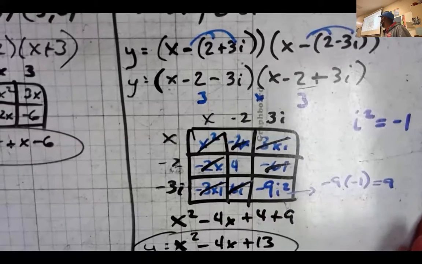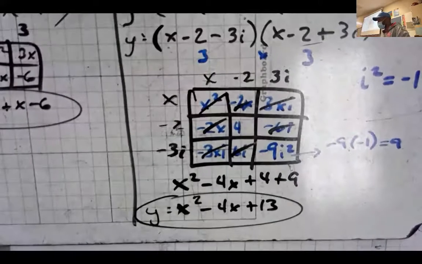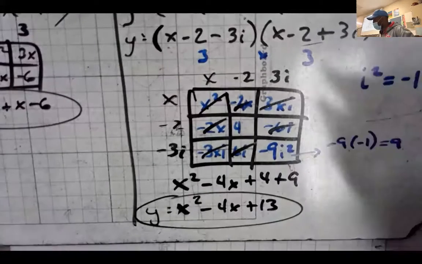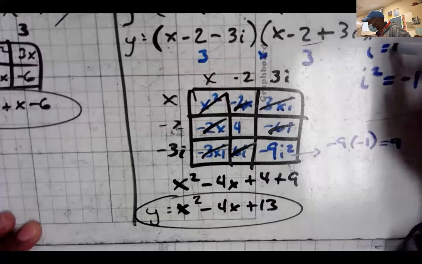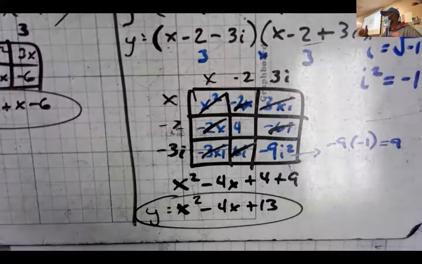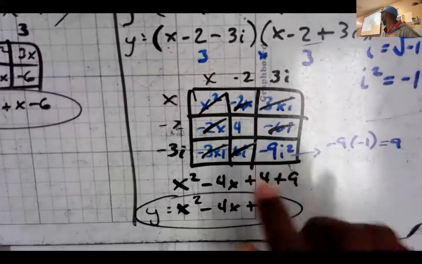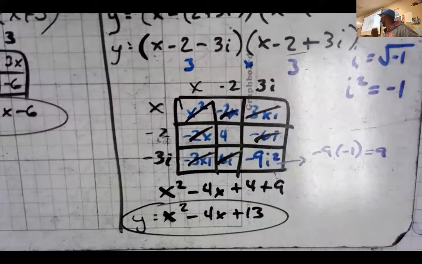Now, yes, sir. Doesn't i also just equal negative 1? i itself, just i, is equal to the square root of negative 1. And so when you multiply square root of negative 1 times square root of negative 1, then it ends up equaling negative 1. Okay, that's why i squared is that.